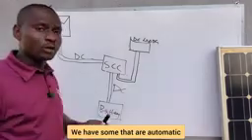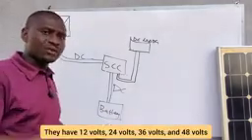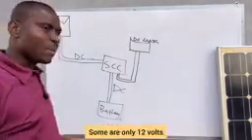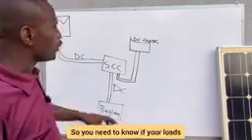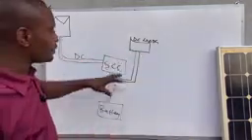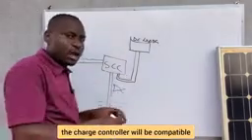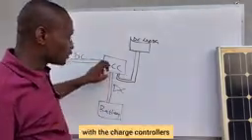We have some that are automatic. They have 12 volts, 24 volts, 36 volts, and 48 volts. Some are only 12 volts. Some are only 12 and 24 volts. So you need to know if your loads, the DC loads that you want to power from the charge controller, will be compatible with the charge controllers.